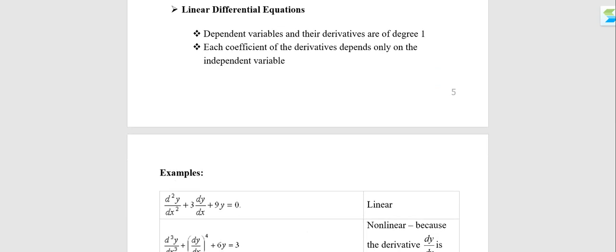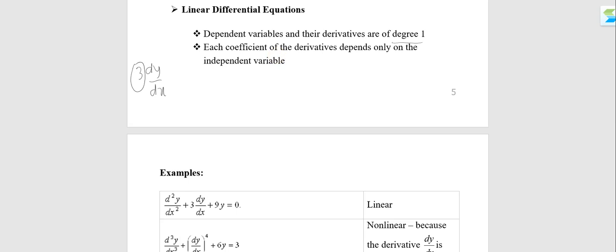Okay, so linear differential equation. How to identify whether the DE is linear or not? Firstly, you need to see that the dependent variables and their derivatives are of degree 1. Degree 1 meaning that one to the power of 1. The power of the dependent variable and the derivative is 1. And then you need to see the coefficient. What is coefficient? For example, let's say you have 3 dy over dx. In this example, 3 is the coefficient.